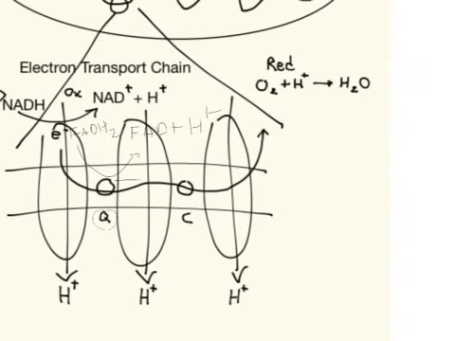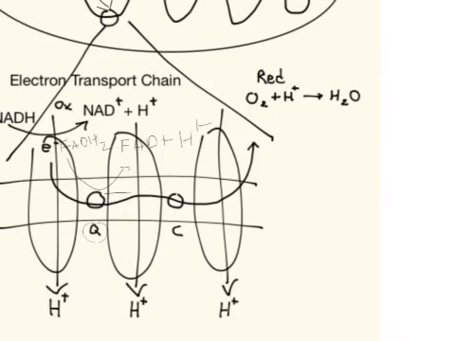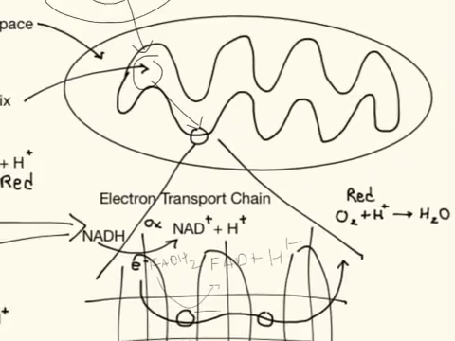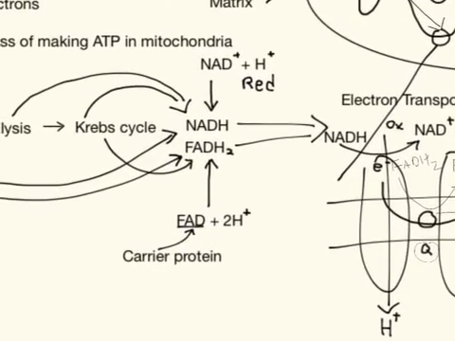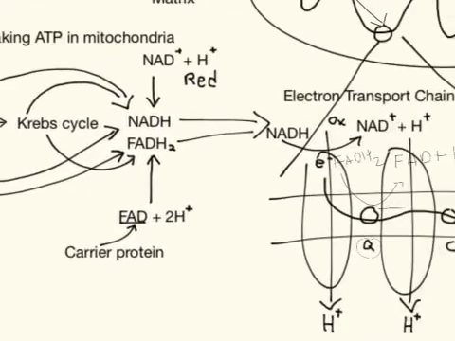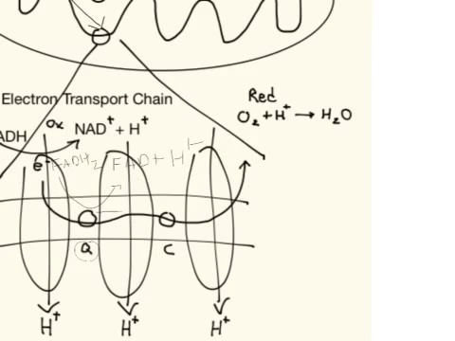Now, this is how it ends up in a redox reaction: O2 plus H plus goes to H2O. You may be wondering, where does this O2 come from? This O2 actually comes from the air we breathe in, and also from leftovers from the Krebs cycle, which will be discussed later on in next lectures.